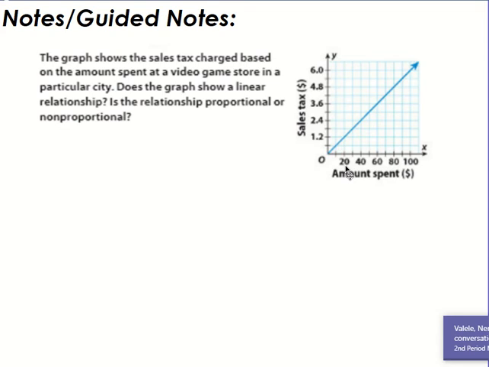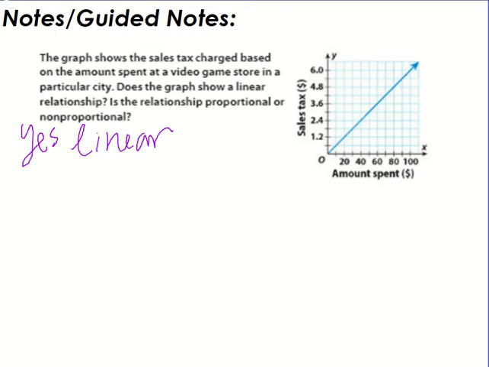So this first one, the graph shows the sales tax charged based on the amount spent at a video game store in a particular city. Does the graph show a linear relationship? So that's the first question, just is it linear? Remember, linear just means it's a straight line. So yes, linear. Second question, is the relationship proportional or non-proportional?